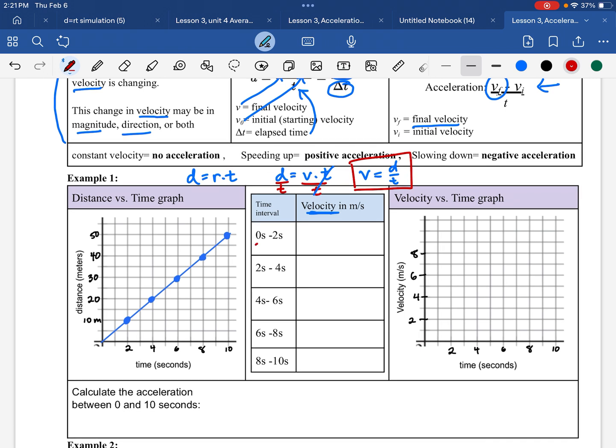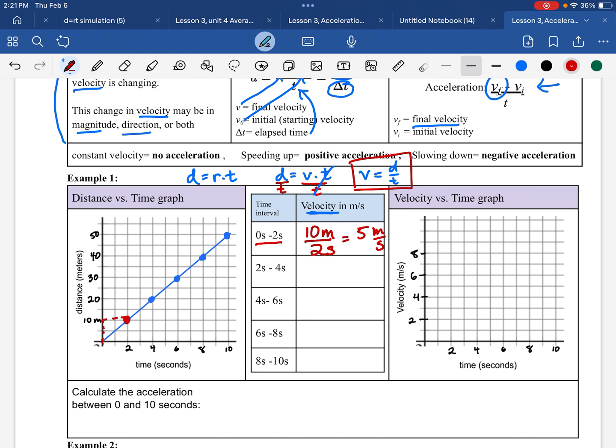Okay, so for the first time interval, 0 to 2 seconds, we're going to do d divided by t. What is the distance that they went in that time interval, 0 to 2 seconds? So we can put the time that's changed is 2 seconds here. And the distance traveled would be 10 meters. The object traveled 10 meters in 2 seconds. Then we can do a little math. 10 divided by 2, we get 5. And then our units are meters per second. We've seen that before for a unit. Meters per second is a common measure of speed or velocity.